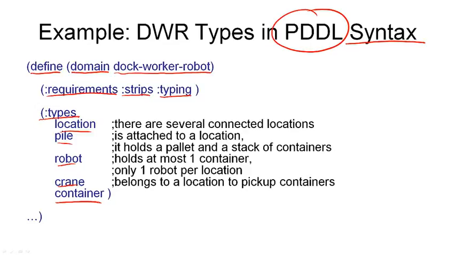PDDL also allows you to insert comments into your input file, and these are introduced by the semicolon symbol. Everything from the semicolon to the end of the line is considered a comment and is therefore not part of the formal language. It will simply be ignored by the planning system. Of course, there's a lot more to planning domains than just the types, and we will look at that next.